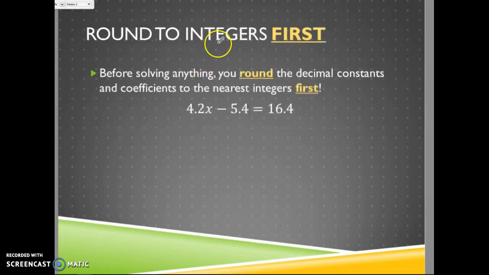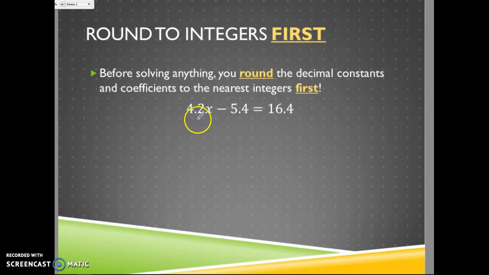So the other method for estimating solutions is if you round your integers first. So this would mean you round all of the integers, the coefficients and the constants, to the nearest whole integer and then solve. So remember the rules for rounding. If it's 5 or greater, you round up. If it's anything below 5, you're going to round down.